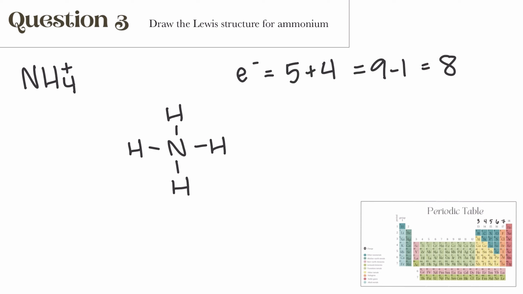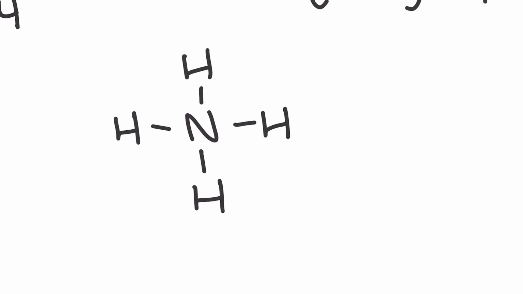So let's look and see how many are around it right now. There are 2, 4, 6, 8 electrons already in this Lewis structure. So it looks like we could be done right now. But first, let's double check that every rule is satisfied. And to remind you, hydrogen should have 2 electrons, and nitrogen needs to be satisfied by the octet rule, which means that it needs 8 electrons around it.